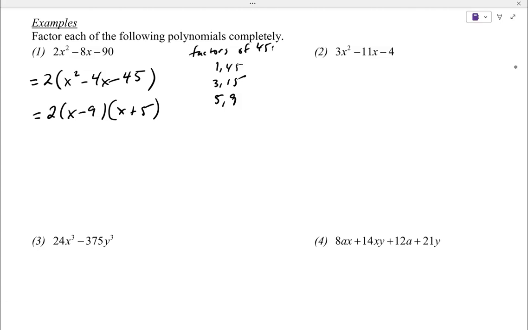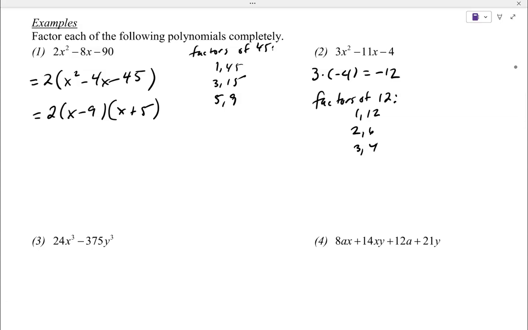That okay? Okay with that? The next one, what method will we use? AC, definitely, right? You do your 3 times your negative 4, which gives you negative 12. Do our factors of 12. What do we get? 1 and 12. 2 and 6, 3 and 4. And that's it.